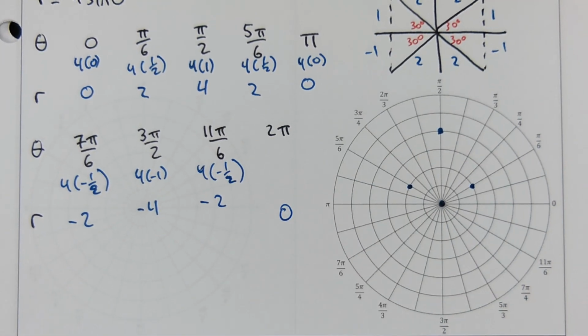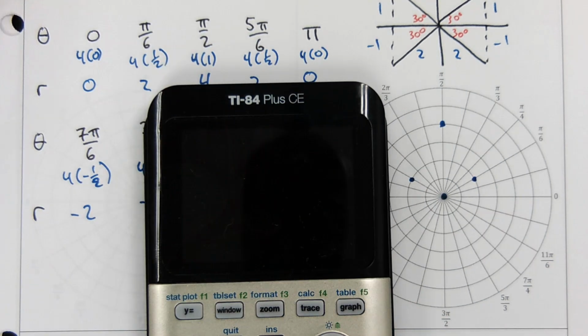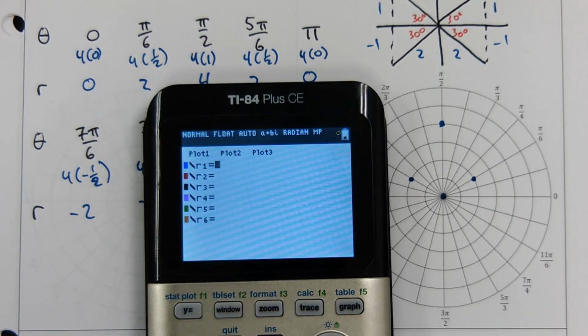So what is the shape actually? If I had shown you where the pi over 4s and the pi over 3s were, then you would have gotten a clearer image. Let me show you exactly what it would have looked like. Y equals 4 sine theta.